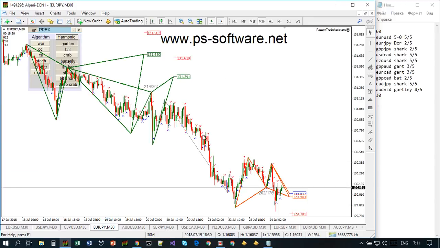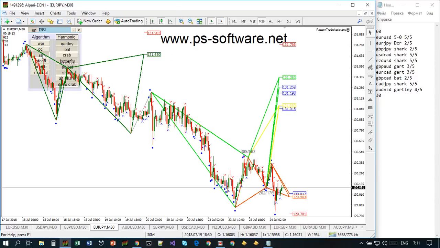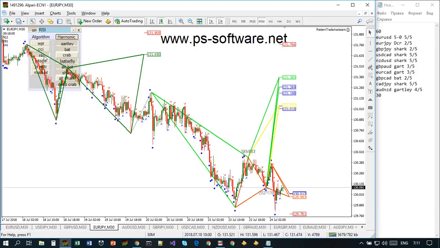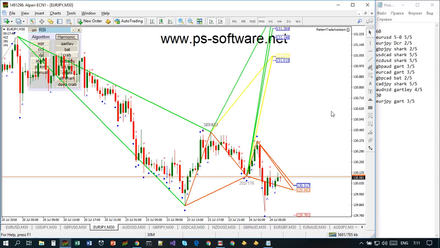Nothing is there. Euro yen, potential Gartley pattern, and it already hit the targets, I suppose. Not an obvious 2. Okay, 1, 2, 3 of 5 Gartley. And this one is a Euro JPY Gartley, and it is 3 of 5. Okay, so what do we have with this pattern? It already hit targets, I suppose.